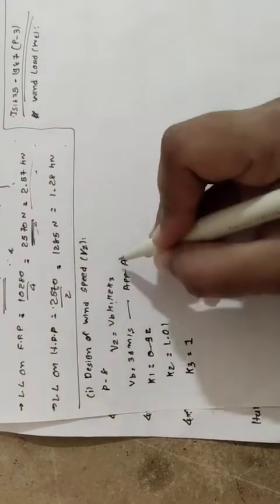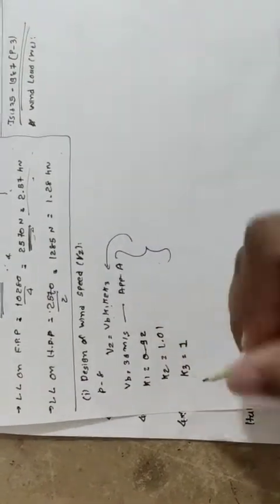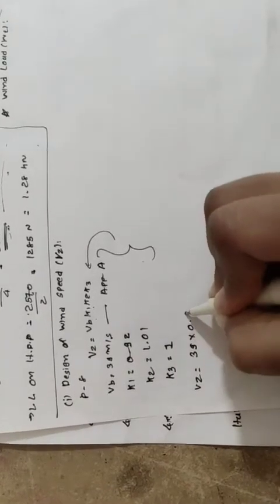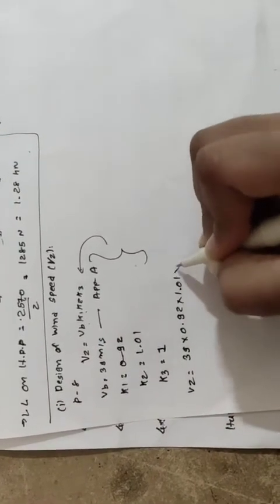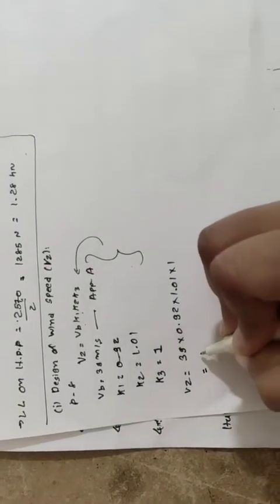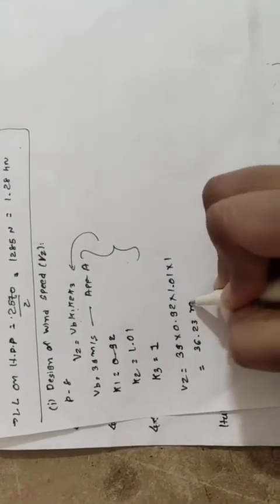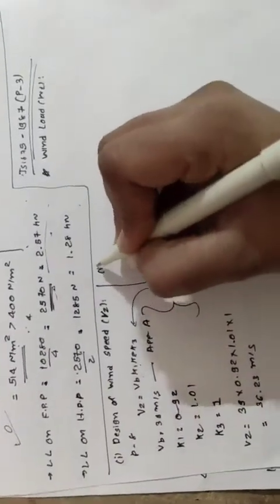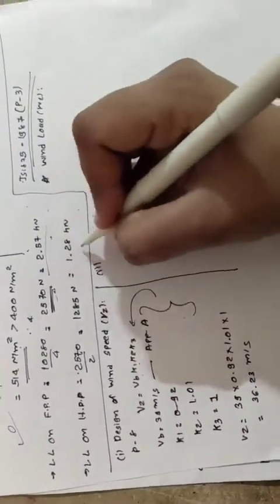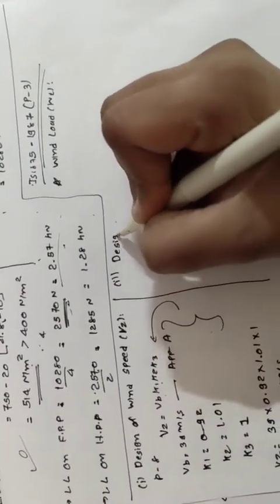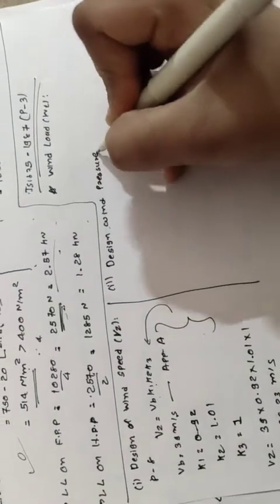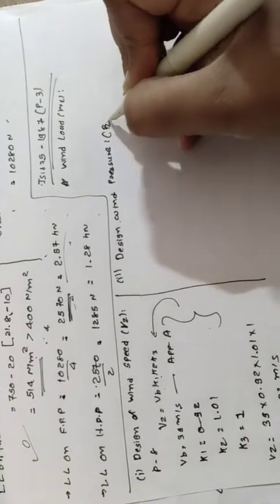So now we put all these values in this equation, which is Vz is equal to 39 multiplied by 0.92 multiplied by 1.01 multiplied by 1. So the answer is 36.23 meter per second. So here wind speed is given, right? The second one is design wind pressure, which is known as Pz, right?